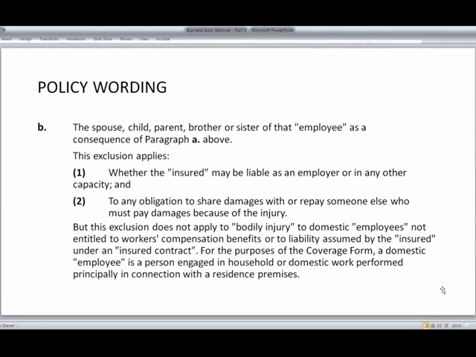We also do not cover the spouse and child and brothers or sisters of the employees, because for their suit, the insured may be liable as an employer or not. Again, in any capacity, the employee exclusion applies to any obligation to share damages. Then the second part here, and this gets back to insured contracts, and this happens often.